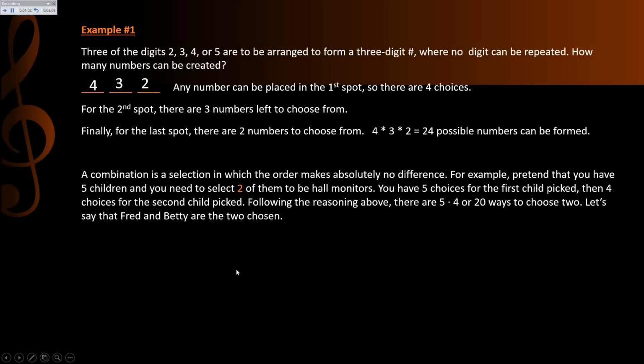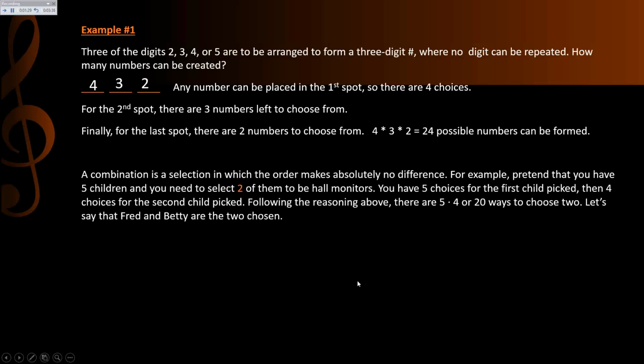A combination is a selection in which the order makes absolutely no difference. For example, pretend that you have 5 children and you need to select 2 of them to be hall monitors. You have 5 choices for the first child to be picked, and then 4 choices for the second child picked. Following the reason above, there would be 5 times 4, or 20 ways to choose the 2.